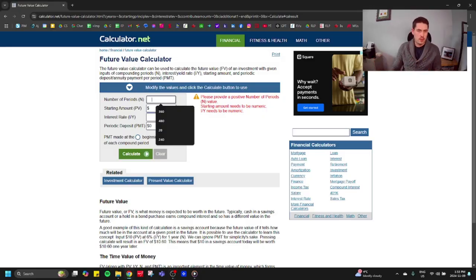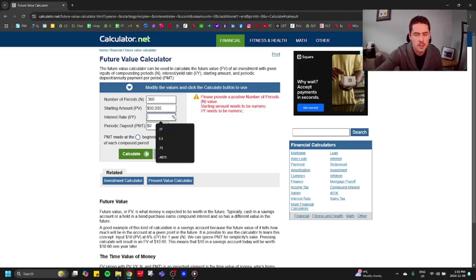For number of periods, with housing we did by year. With this financial strategy, we're actually going to break down by month, and I'll talk about why in a minute. But 30 years by 12, 360 months. We said for this example, we're going to do 50,000. And interest rate. This is a bit tricky.